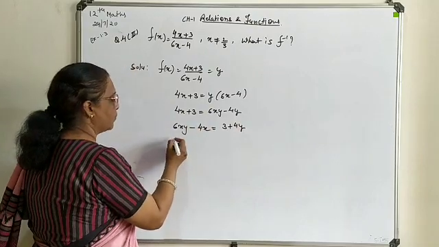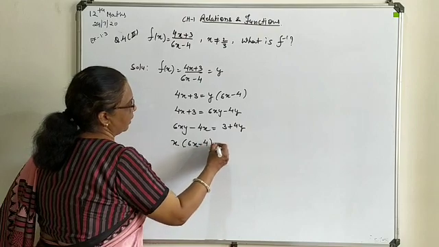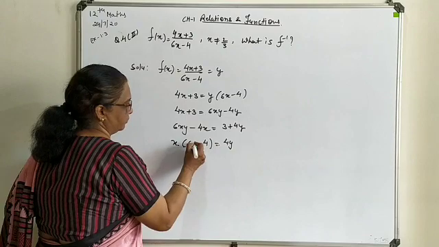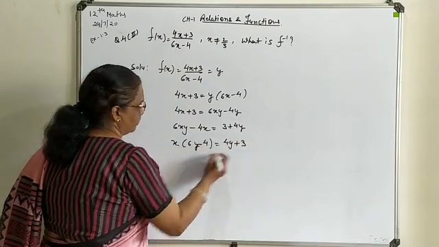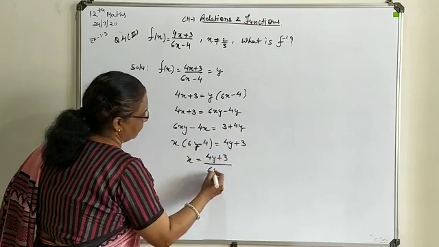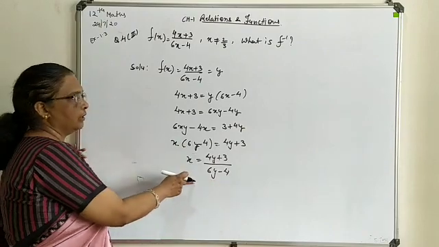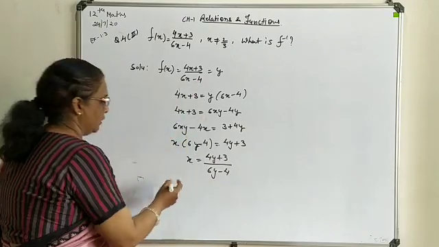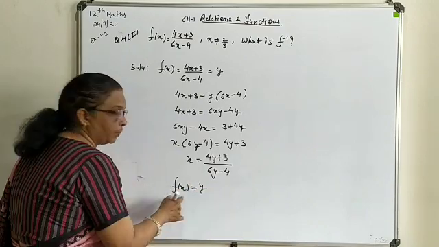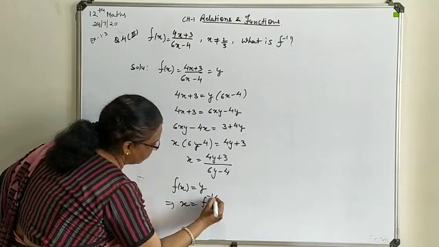Position of the terms I have changed. Here x is to be taken common. This is x(6y - 4) = 4y + 3. Here x will be (4y + 3)/(6y - 4). So this way, this x you have evaluated in terms of y. What it was in the beginning, that f(x) was your y. On both sides operate the inverse, so it will be x = f inverse of y.